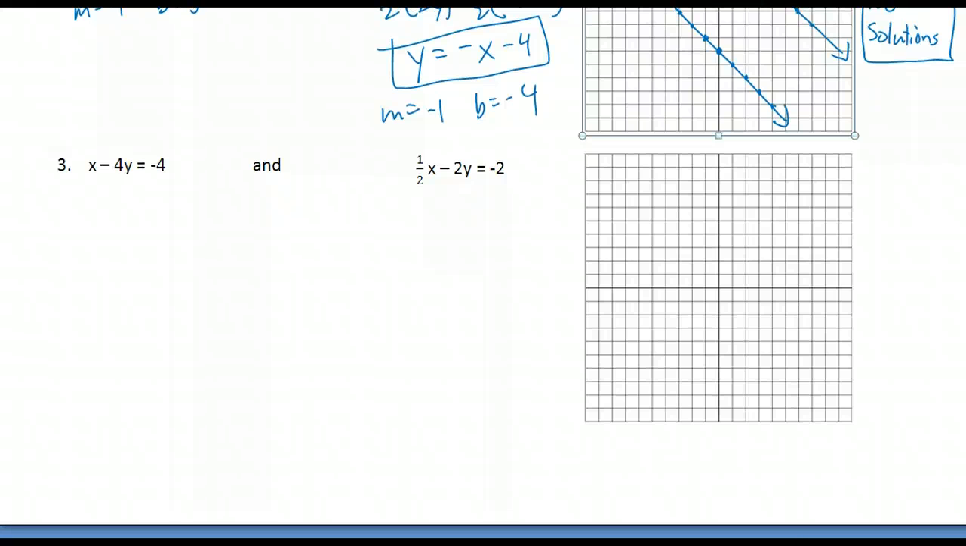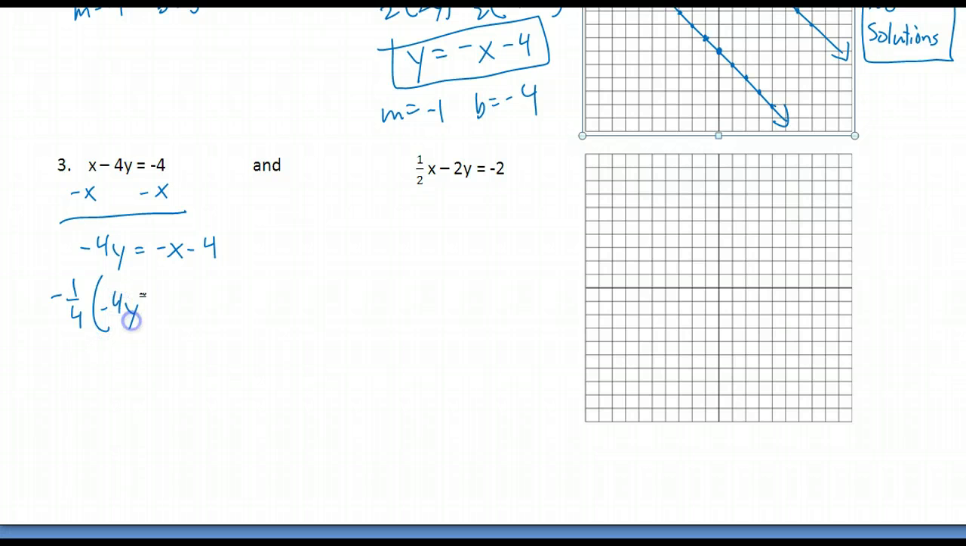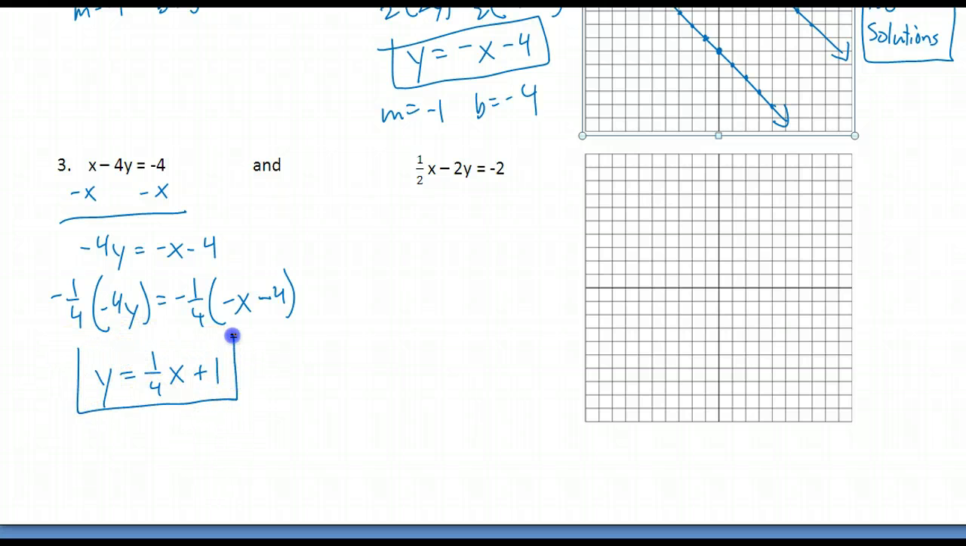And my final example. Again, to solve by graphing, I'm going to solve for y. Negative times a negative gives me a positive 1/4 x. A negative times a negative gives me a positive 1. So the slope of my first line is 1/4, and my y-intercept is 1.